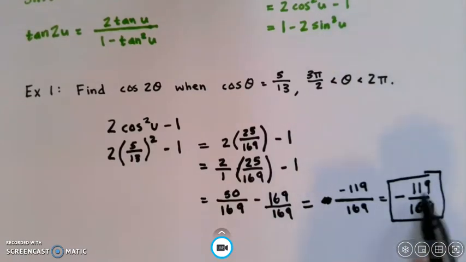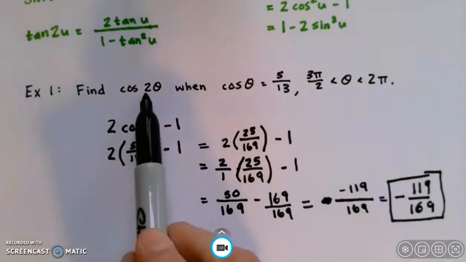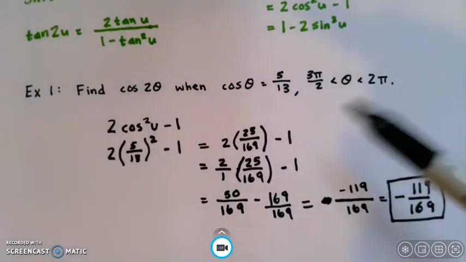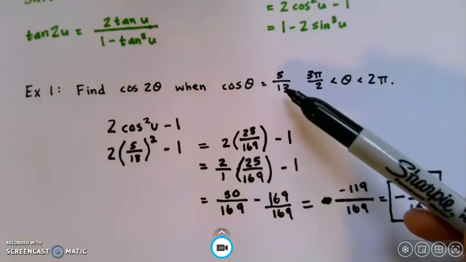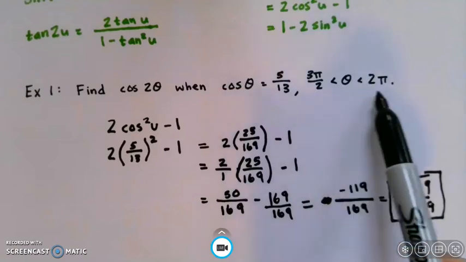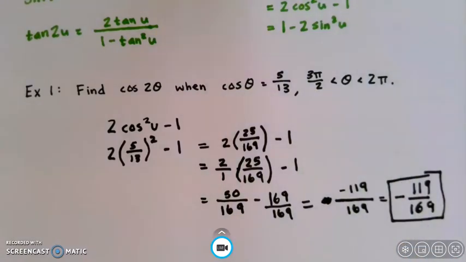So this is the value of cosine of 2 times whatever this angle was. And all we had to use was the information about cosine of 5 over 13. In this case, we actually didn't end up using this information, and I'm going to show you another example where we do use that information.